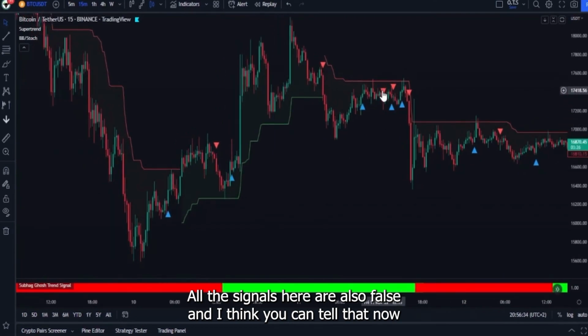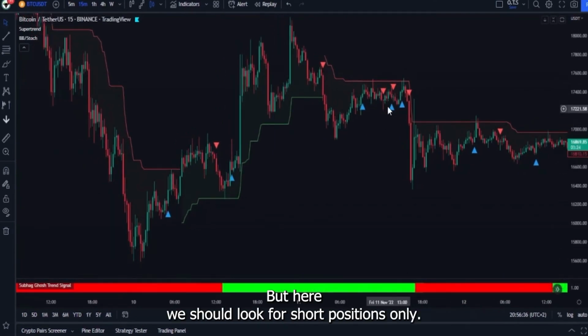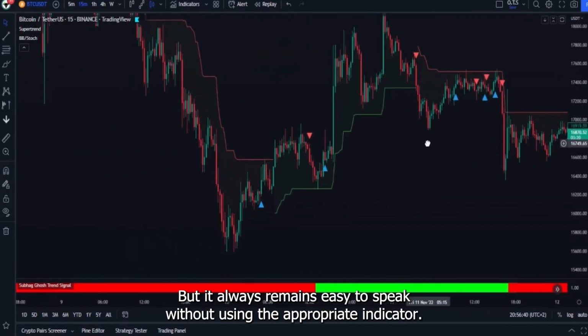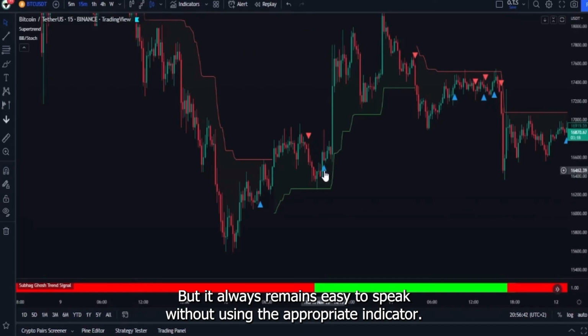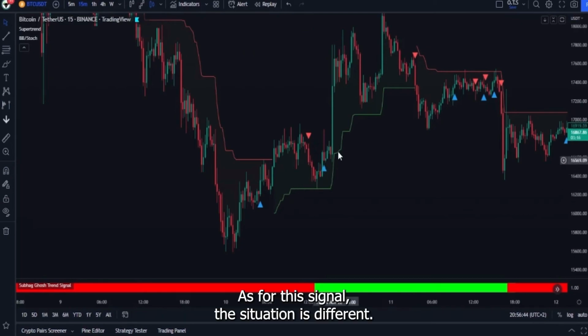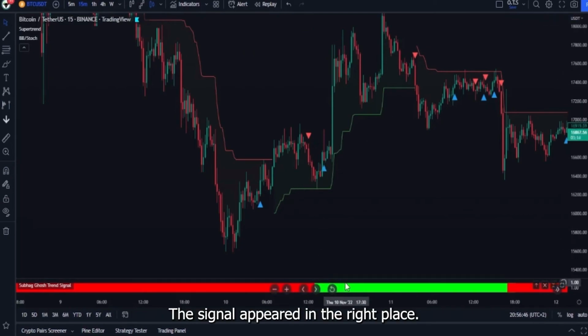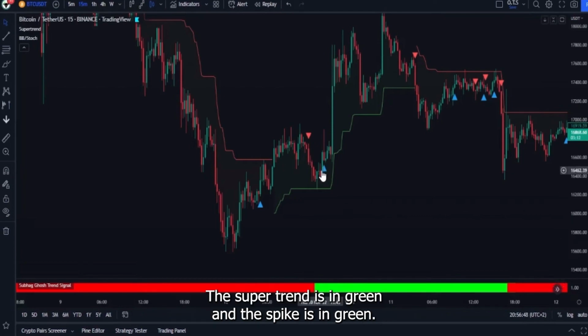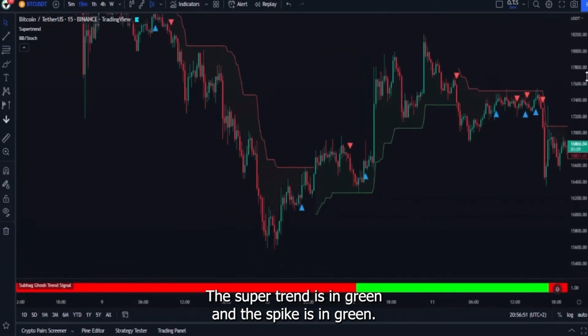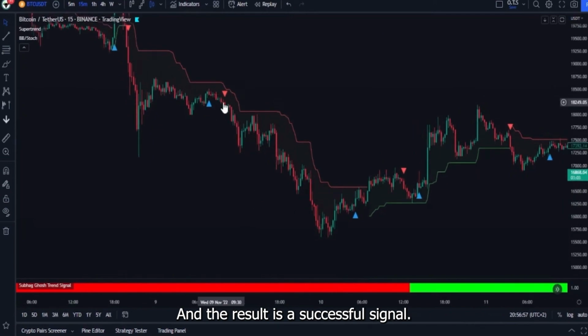And I think you can tell that now for long positions only. But here, we should look for short positions only. But it always remains easy to speak without using appropriate indicators. As for this signal, the situation is different. This signal appeared in the right place. The super trend is in green, and the Subag is in green, and the result is a successful signal.